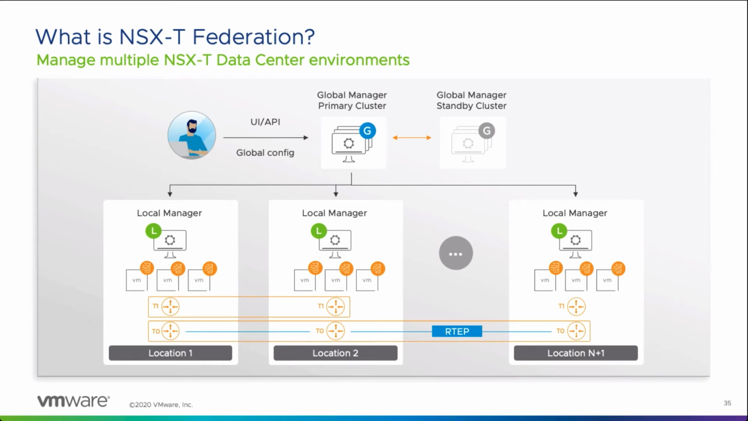Now, when implementing NSX Federation, an additional network is required to carry what's referred to as RTEP traffic. RTEP stands for Remote Tunnel Endpoint. This network is used to carry Geneve encapsulated traffic across locations. RTEP interfaces are instantiated on the NSX edge nodes in each location and carry traffic between sites.